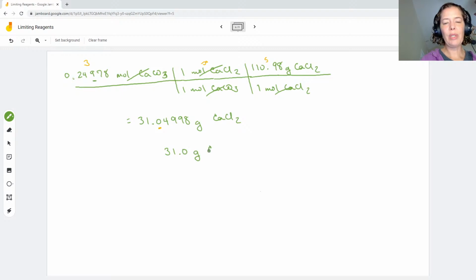31.0 grams of calcium carbonate. Again, you want to make sure you have that 0 there because you want to make sure your reader understands that that tenths place is a significant place. So that is why the 0 stays. If you just wrote 31, that would only be 2 significant figures. And remember that 0 is significant because it is to the right of the decimal and it is to the right of a significant digit.